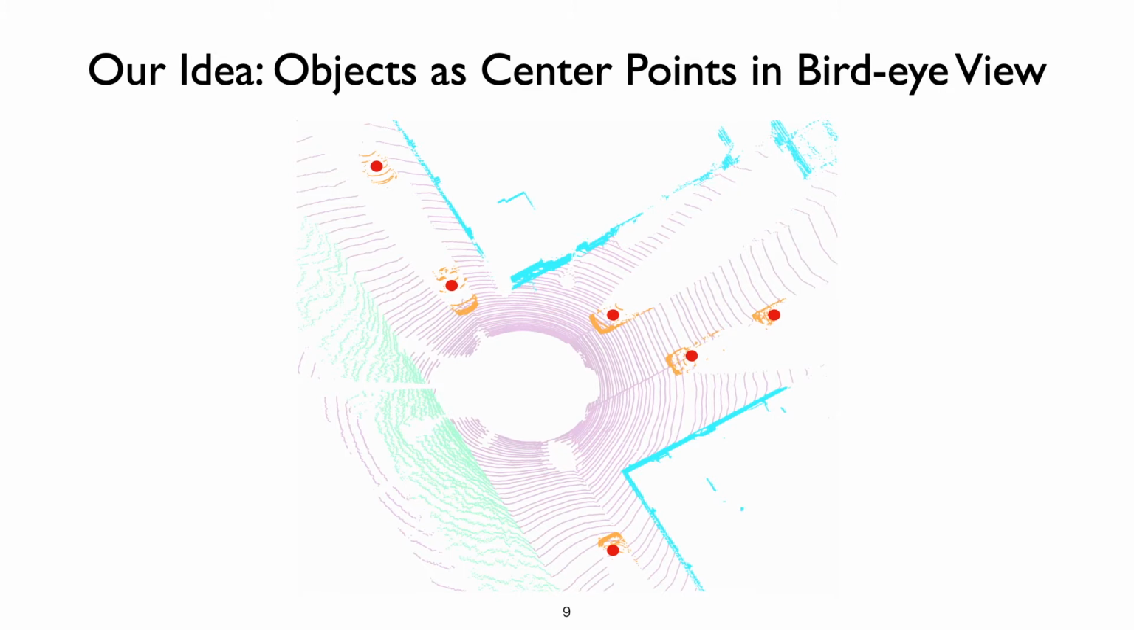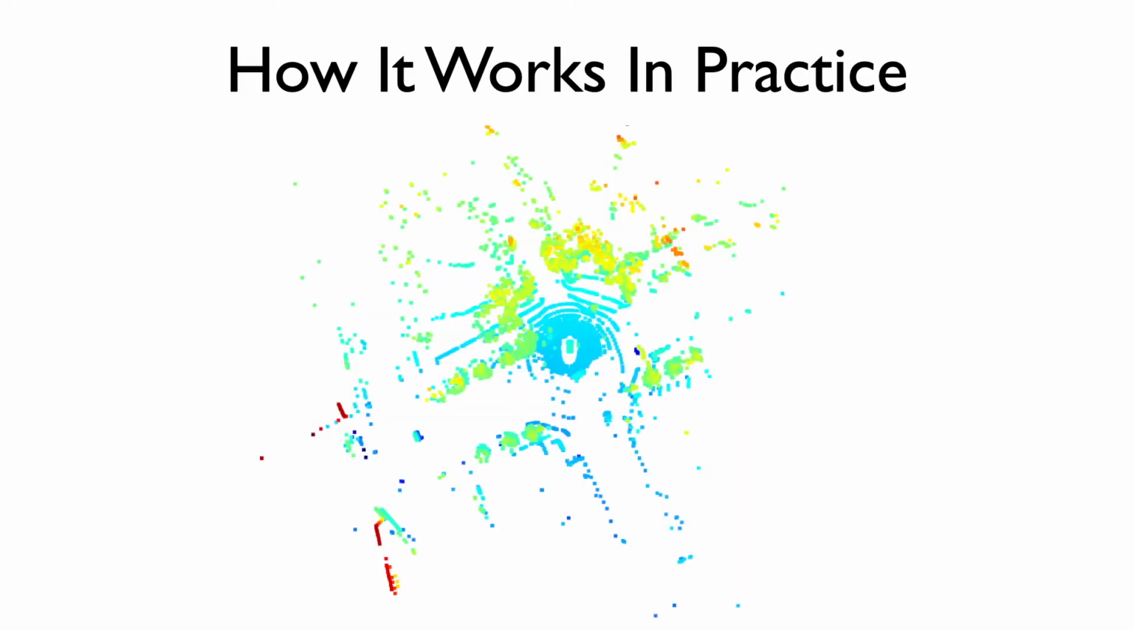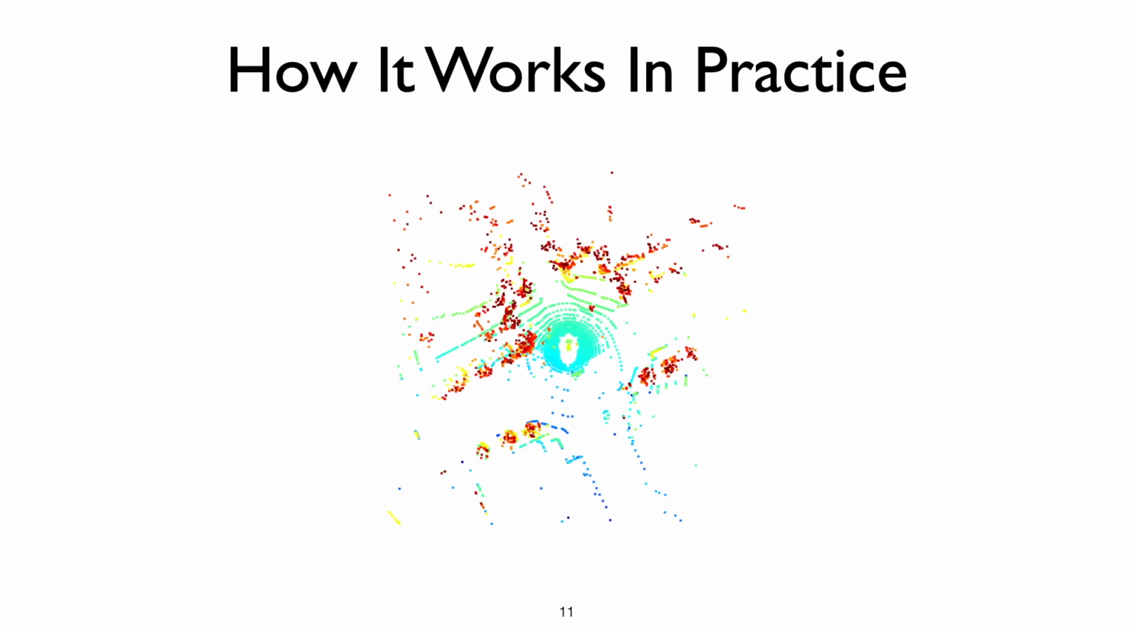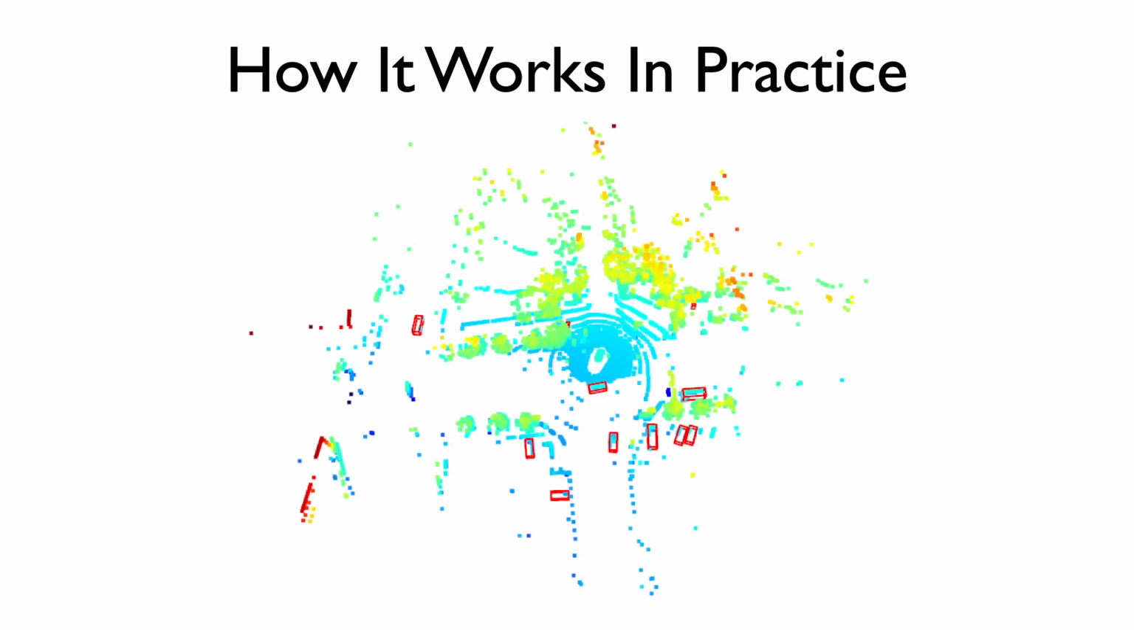Now let's see how this works in practice. We start with a 3D point cloud. We voxelize it and feed it through a 3D convolutional backbone. And then we use a couple of convolutional layers on this map view feature map to infer a heat map. Now each peak, each local maxima in this heat map corresponds to an object in the scene. And features at these peaks help us infer the size, orientation, and velocity of each of the objects.